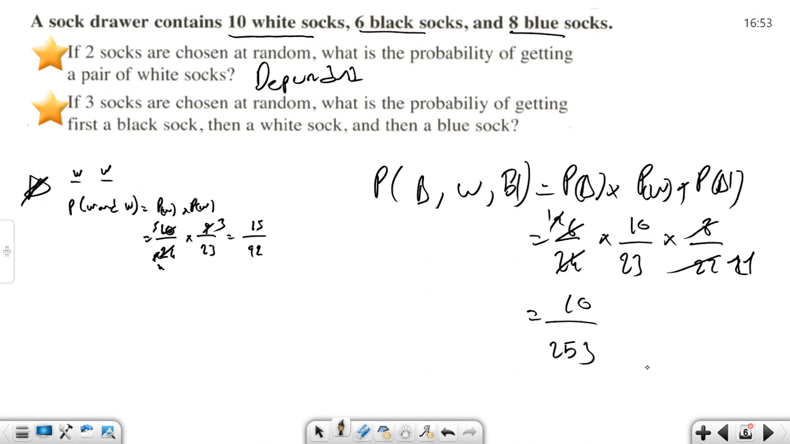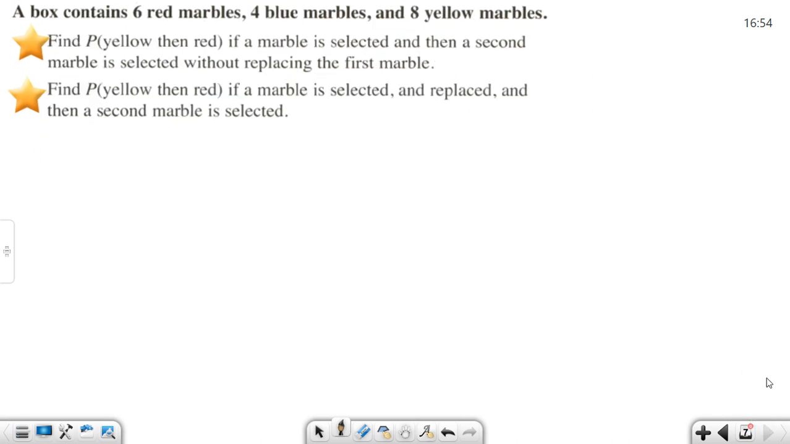You can multiply first then simplify, but that's the easy way to simplify. 6 times 8 is 48, so you can simplify 24 and 48. These two are gone, only 2 left. 22 and 2 you can simplify by 2: 22 divided by 2 is 11, 2 divided by 2 is 1. 1 times 10 is 10, 23 times 11 is 253. Be careful, these are dependent events, because when you take away 1 sack without replacing it, it's dependent. Let's solve the last example about this section.